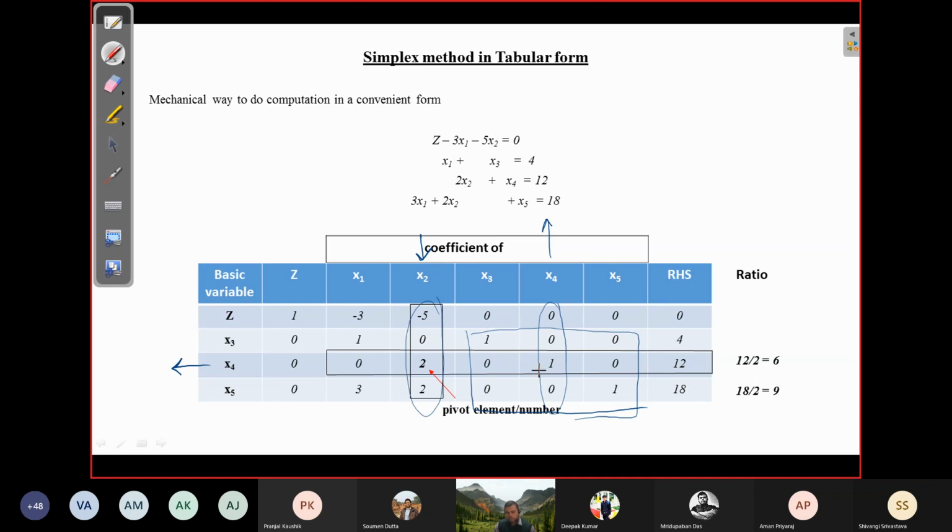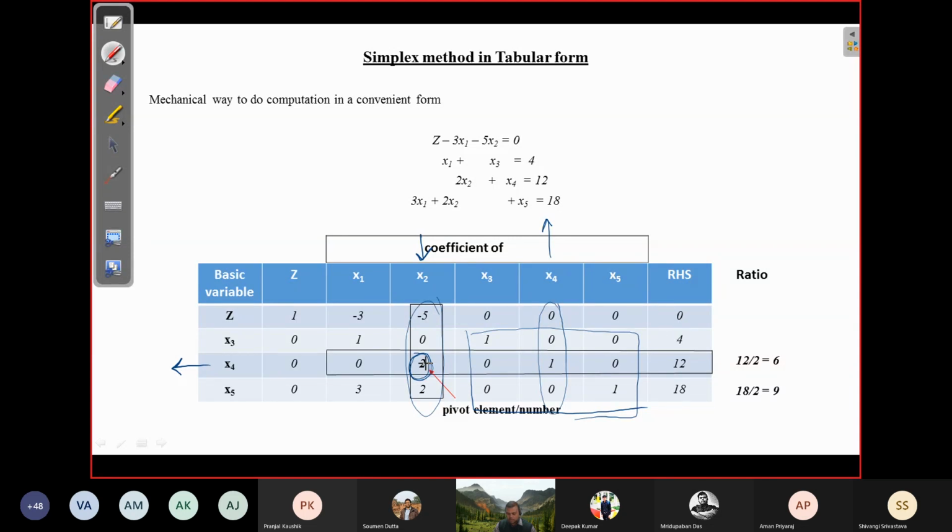This is called Gaussian elimination. So how to do Gaussian elimination? You first identify a pivot element. So what is that pivot? It is where it has to be 1, and around it all will be 0, right? So it is decided at the intersection of the leaving row and the entering column. You see, this is the intersection, 2, right? So here I want 1, and the remaining entries must be 0.